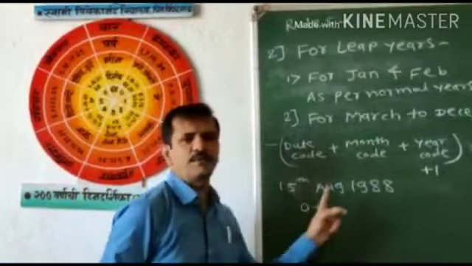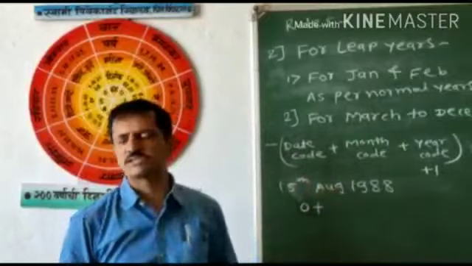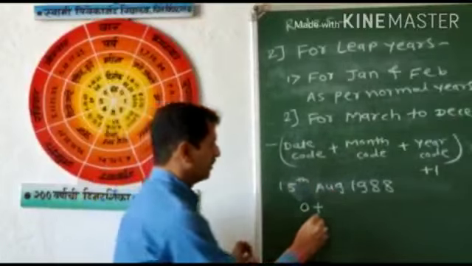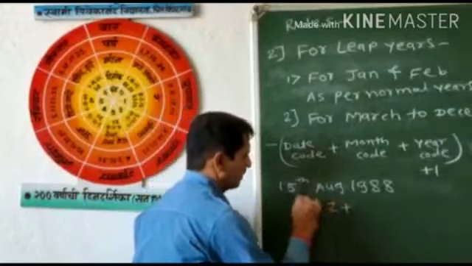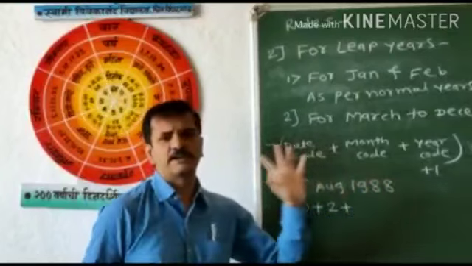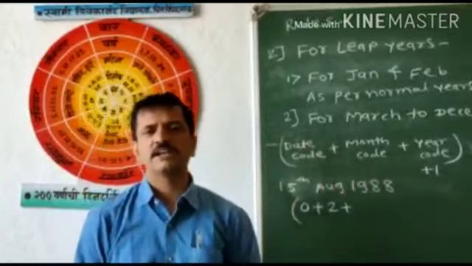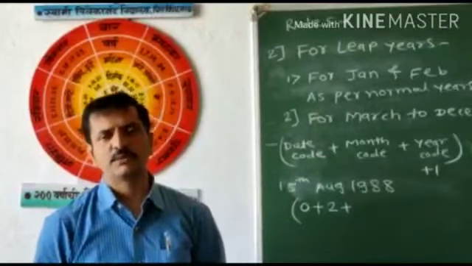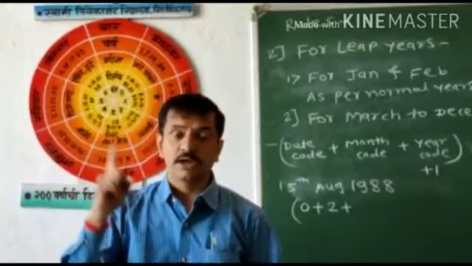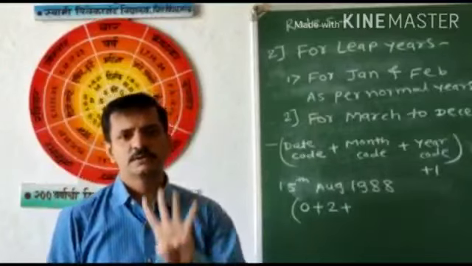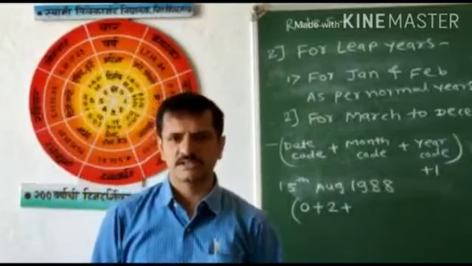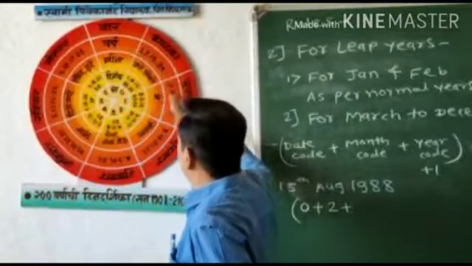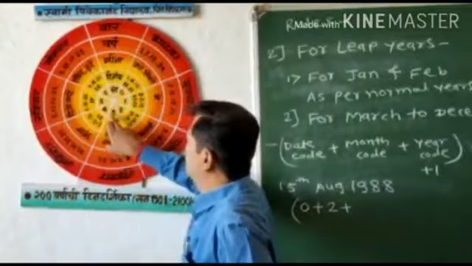Now we want to find month code for August. For August, the month code is 2. So the month code is 2. Now for 1988 means 88 years complete. We divide 88 by 28. 28 threes are 84. 88 minus 84, there are 4 remainder. And that 4 remainder we find in year circle. Here is 4 and its code is 3.